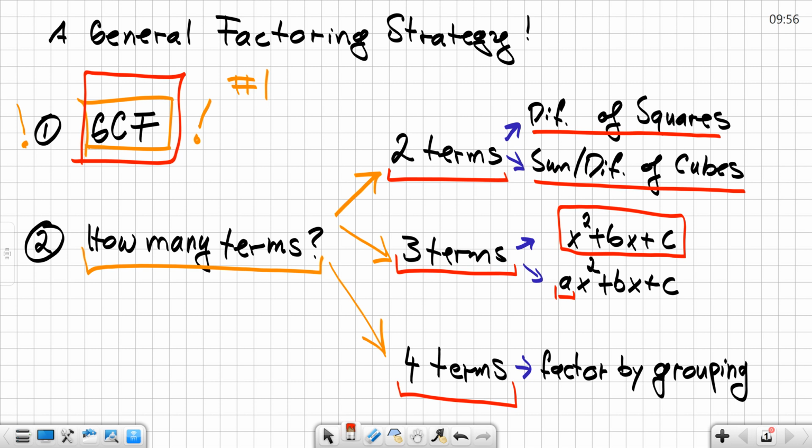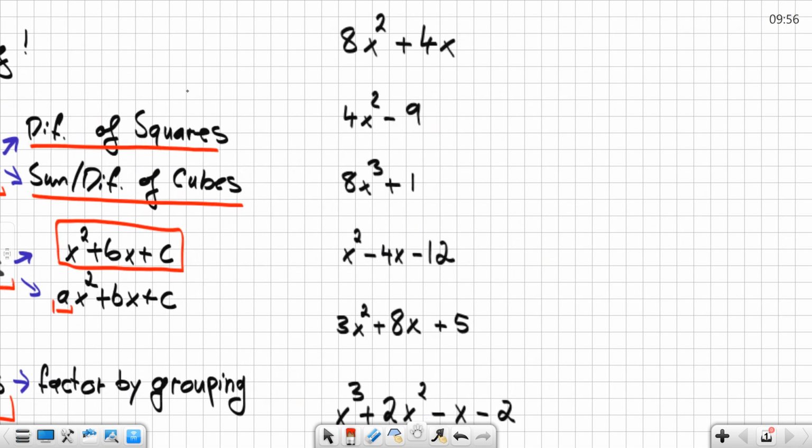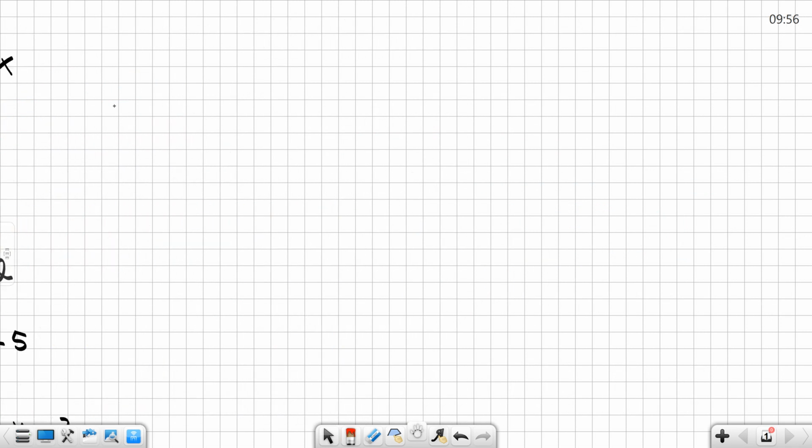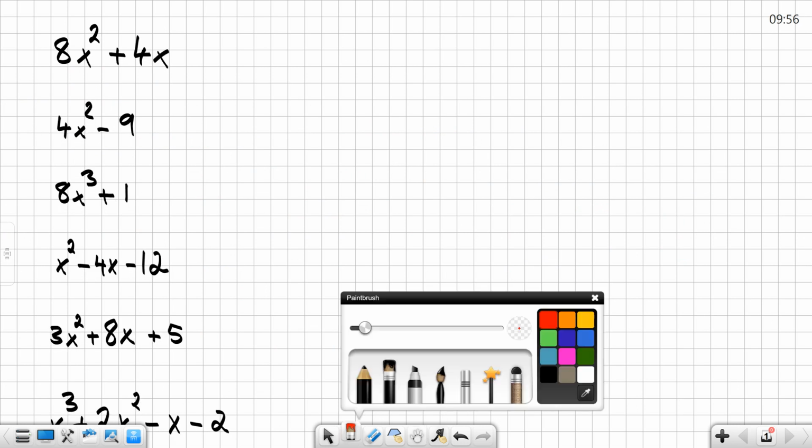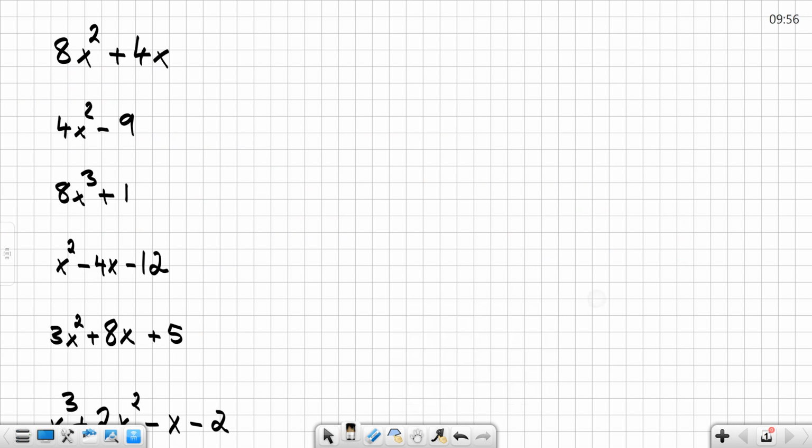Let's do one of each real quick to remind us how to use all of these different strategies for our polynomials. So, I'm going to go rather quickly, and I will factor all of these. I want to factor these polynomials here on the left side. Here's 1, there's another one, here's 1, here's 1, 1, and down here there will be another one.